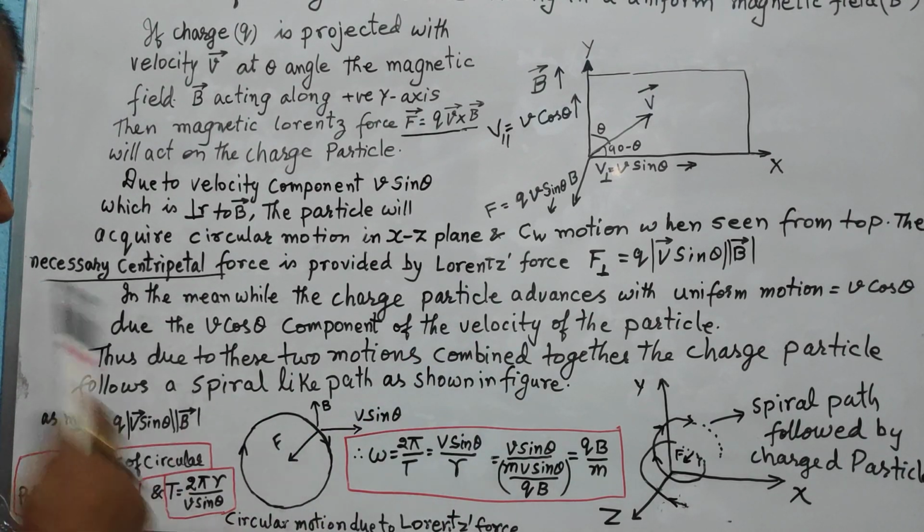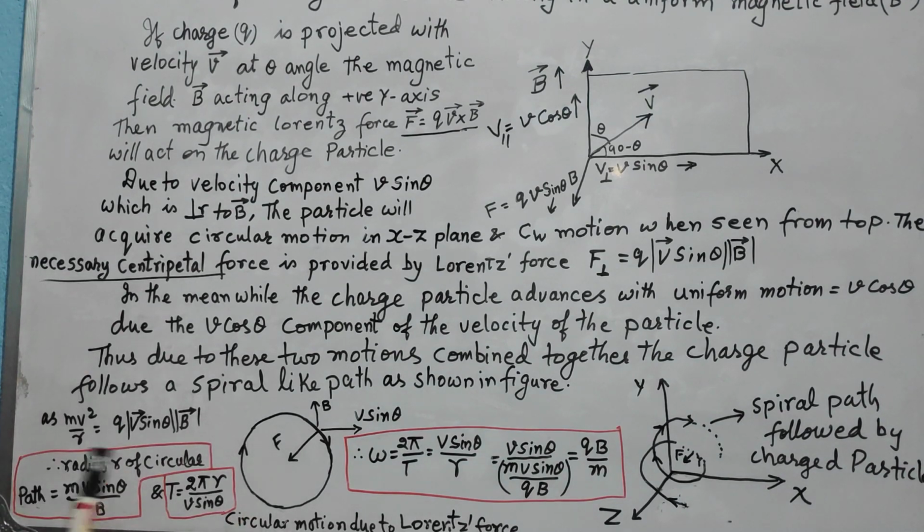That circular path will have a radius given by the relation mv square by r, that is the expression for centripetal force, which is provided by this Lorentz force q v sin theta into B. This is the Lorentz force which provides the necessary centripetal force, and therefore on solving this we get the radius of the circular path as m v sin theta by qB.